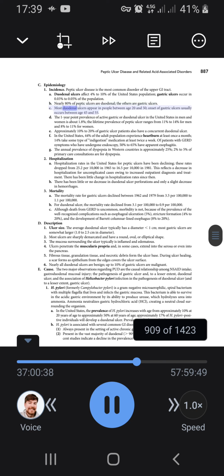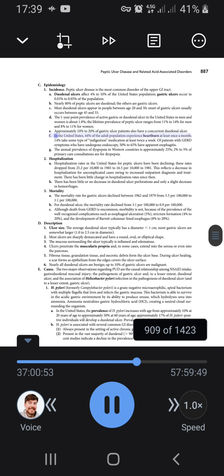C. Most duodenal ulcers appear in people between age 20 and 50. Onset of gastric ulcers usually occurs between age 45 and 55. D. The 1-year point prevalence of active gastric or duodenal ulcer in the United States in men and women is about 1.8%. The lifetime prevalence of peptic ulcer ranges from 11% to 14% for men and 8% to 11% for women. E. Approximately 10% to 20% of gastric ulcer patients also have a concurrent duodenal ulcer.